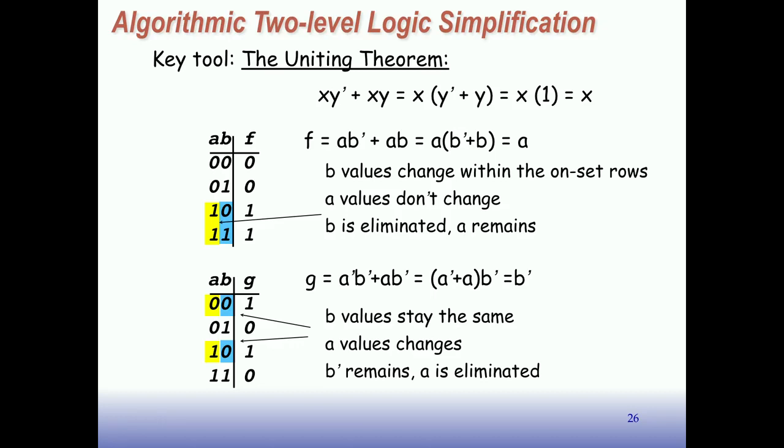So B changes in the onsets. We call the onsets the places where the function is a 1. A values don't change. So B can be eliminated and A remains. So this tells us that f is equal to A, really.